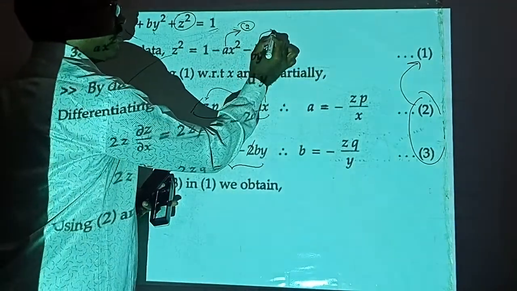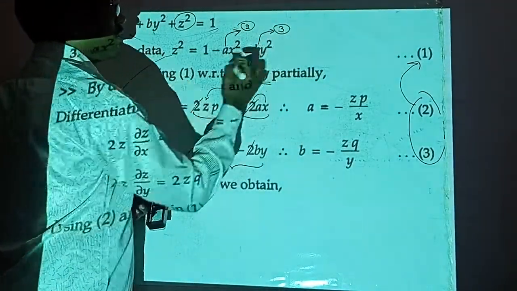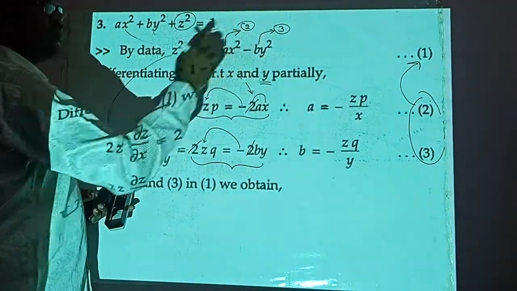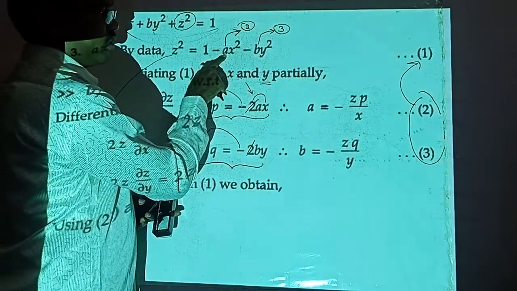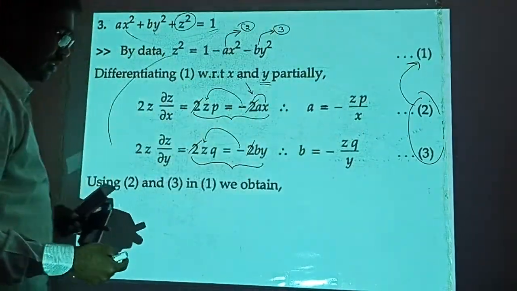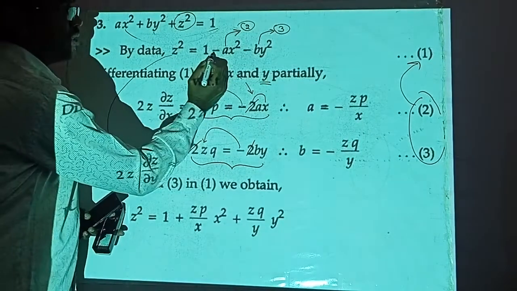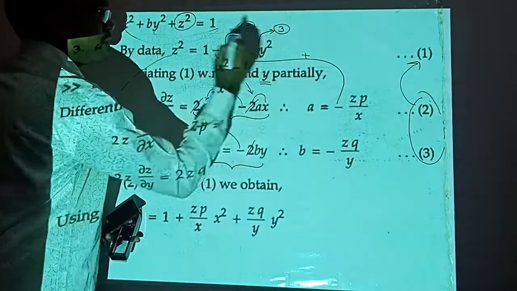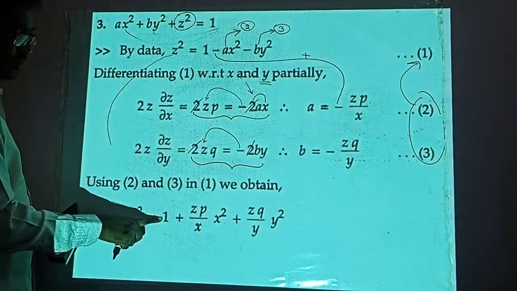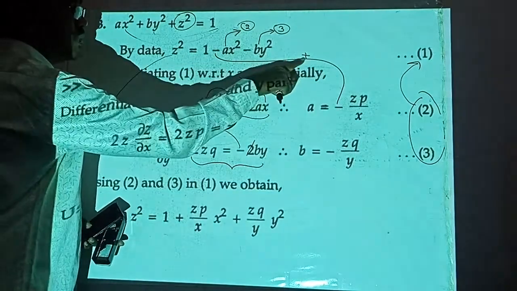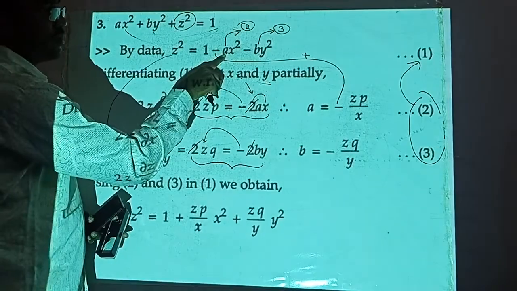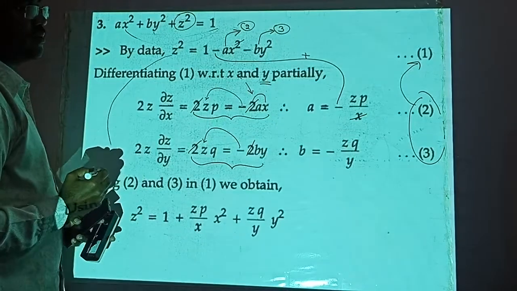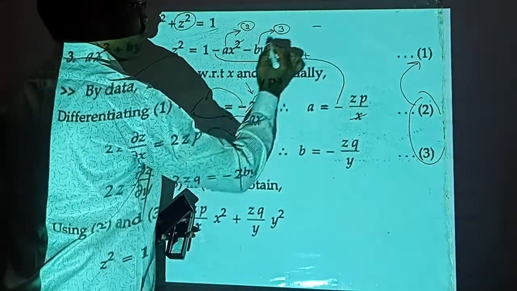In the place of b, we use equation number 3. So we are going to use 2 and 3 in this equation to eliminate a and b. In the place of a we put minus of zp by x. Let us put now here. This minus and this minus will get plus. So what you have? 1 minus into minus plus, and what happens if you put here this x and 1x will get cancelled. How? Here I will show you.